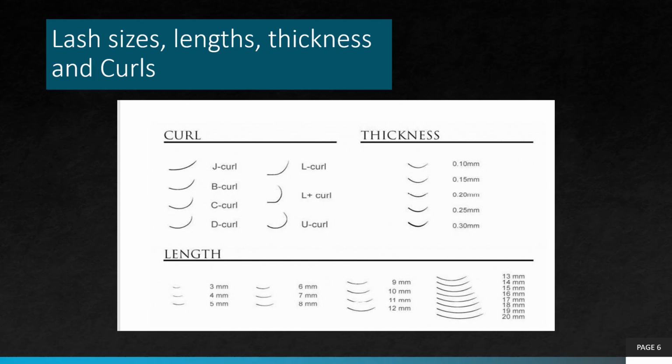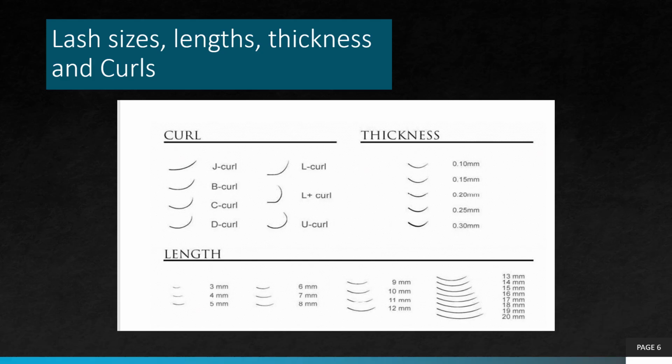The B curl gives a bit more lift, ideal for those looking for a slightly enhanced yet still natural appearance. The C curl is a popular choice as it offers noticeable curl that opens up the eyes, making them look bigger. For an even more dramatic look, the D curl is most likely the go-to, offering a deep curve that's perfect for clients who want their lashes to stand out.